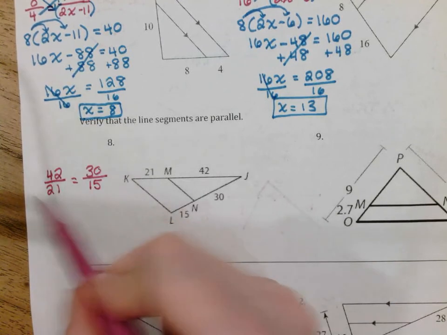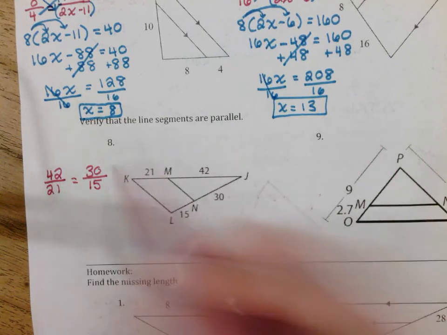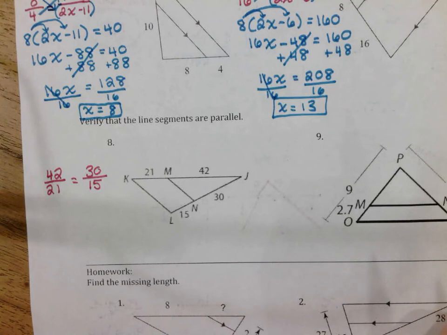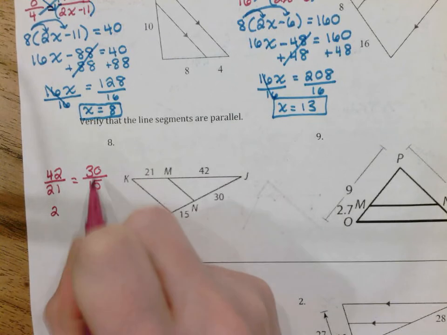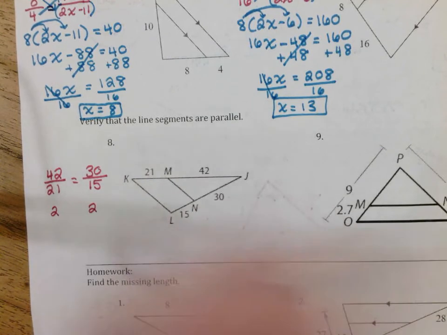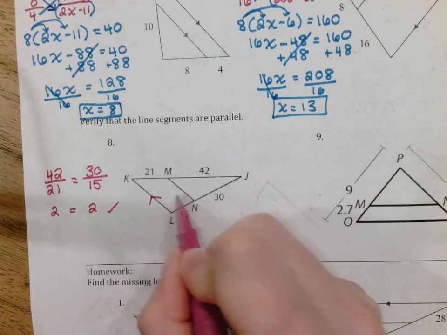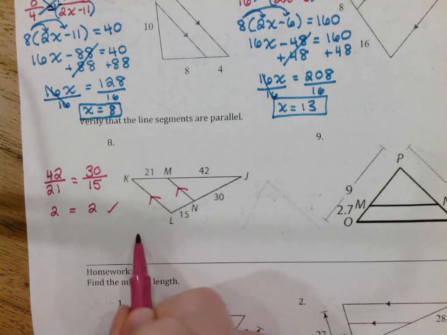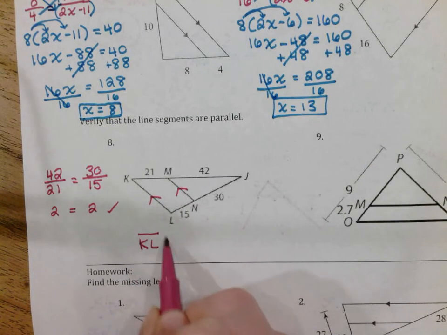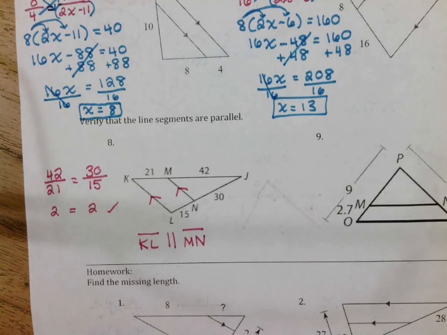And so we could either just put these separately in our calculator and see if we get the same ratio, or you could even cross multiply and see if you get the same values on each side of the equal sign. I'm just going to divide because I noticed 42 divided by 21, that's easy, that's just 2. And 30 divided by 15, that's easy as well, that's 2. So yeah, these are in fact parallel. This line is parallel to this line. If you want to write it out in some geometric notation, you could say segment KL is parallel to segment MN. You might see something like that.